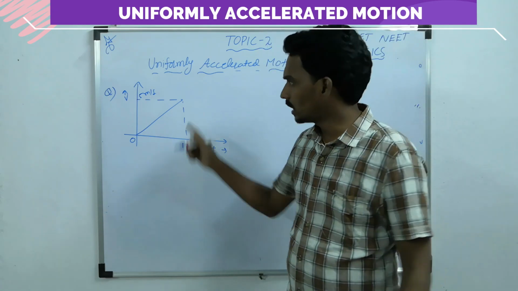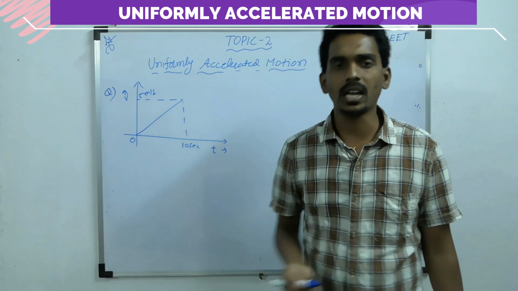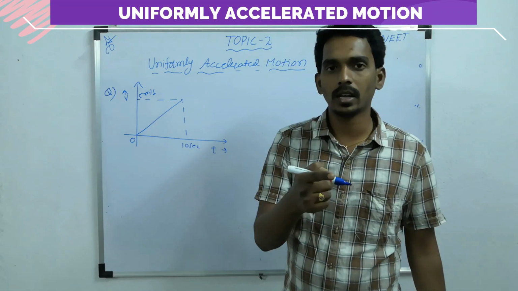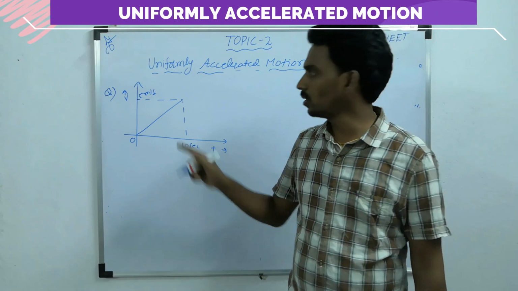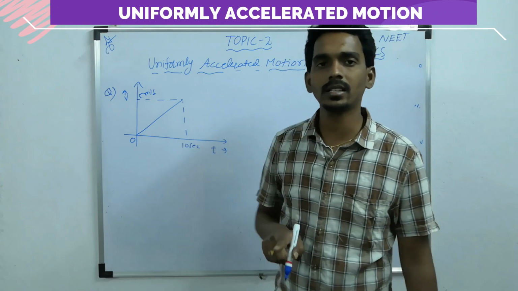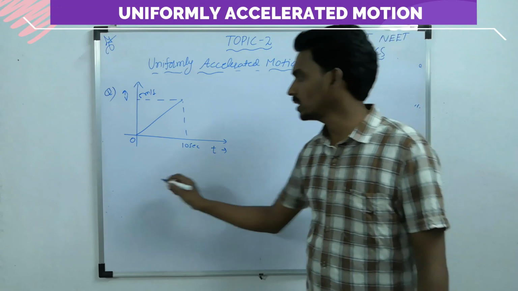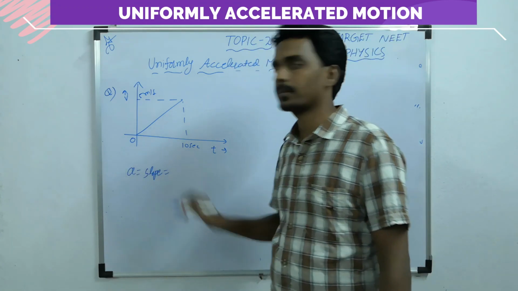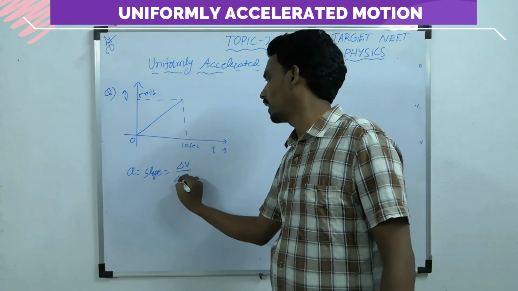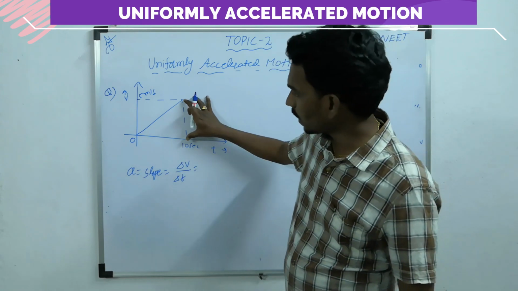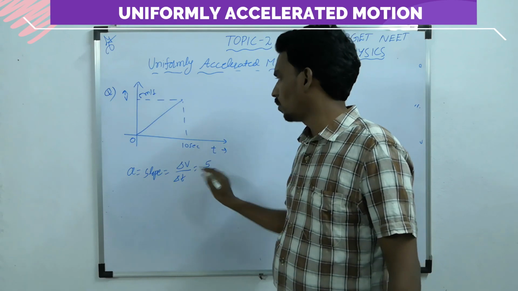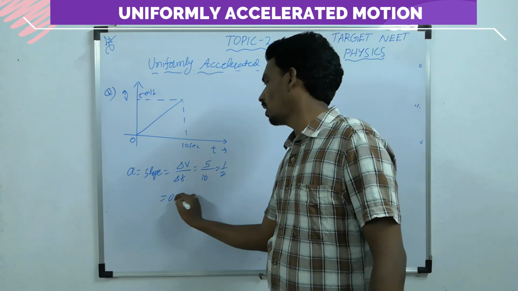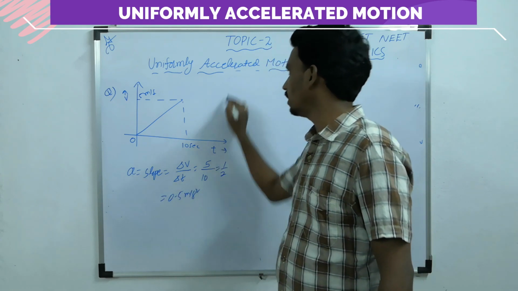Here the graph is straight, so slope is constant, and slope of VT graph gives you what? Acceleration. So slope is constant means acceleration is constant. And what is the acceleration? Nothing but slope, which is delta v by delta t. What is delta v? 5. What is delta t? 10. So what is that? 1 by 2 or 0.5 meter per second square.